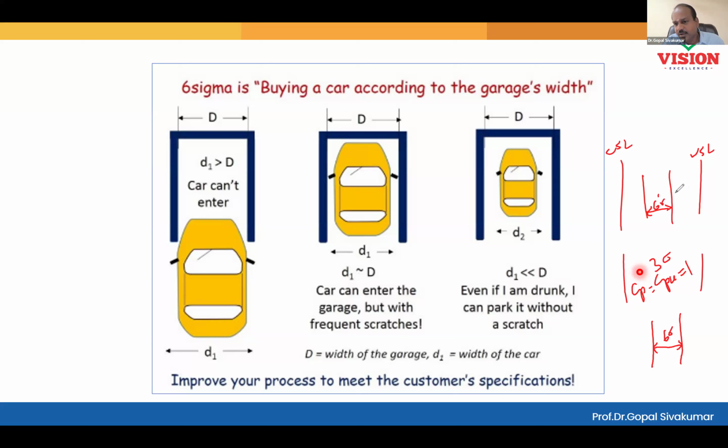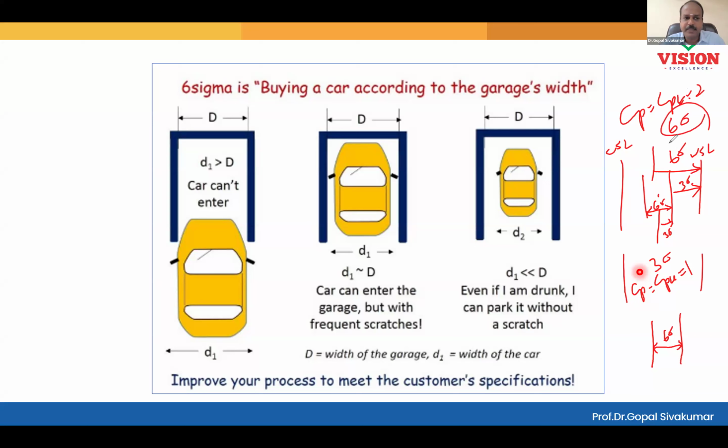So I have some extra space. Since my car is half the size of the parking area, half of the car occupies distance which is equal to 3 sigma. The balance 3 sigma will be here. So overall, center to nearest spec is how much here? 6 sigma. So that is why when Cpk becomes 2, the process is considered a 6 sigma process.